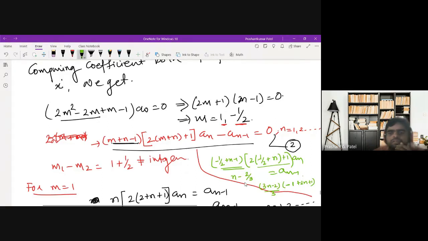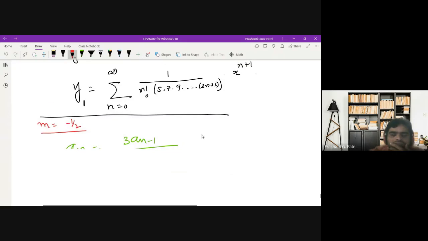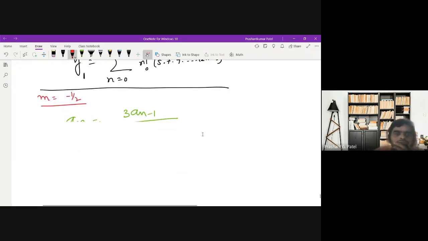We made a mistake. Minus 1 by 2 minus 1 is minus 3 by 2, not 2 by 3. See? So this is (2n minus 3) upon 2, and that 2 will get cancelled. So there is no 2n. So finally you will be left with this quantity.